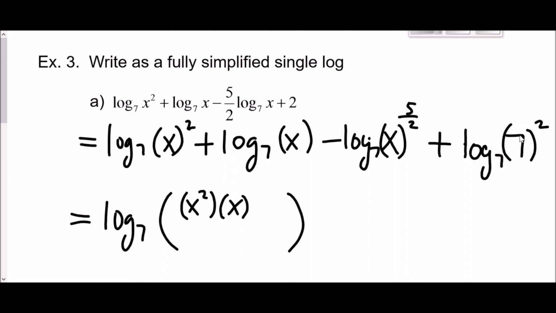So let's leave that as 7 squared so that you are not confused. And then this one's minus, so you do divide. So x raised to the power of 5/2. Now we can simplify this further.